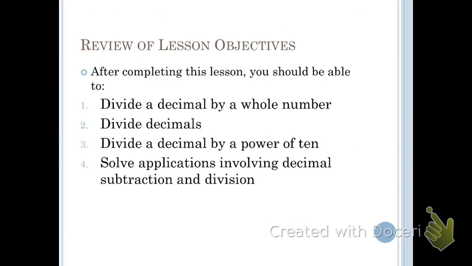Review of lesson objectives. After completing this lesson, you should be able to 1. Divide a decimal by a whole number, 2. Divide decimals, 3. Divide a decimal by a power of 10, and 4. Solve applications involving decimal subtraction and division.